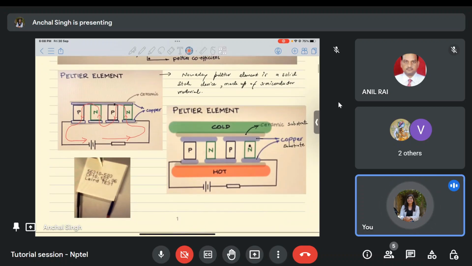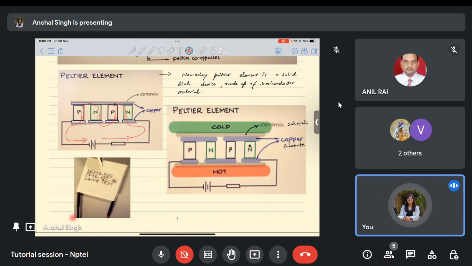If you look at the basic structure of the Peltier module, it is a series of a lot of P and N junctions, and the current flow direction is something like this. If you apply a battery like this, then current flows like this, N, P, N, P. These are connected like this here. Copper substrates are present, and then to insulate this from the external environment, ceramic or any other kind of insulators are used. Okay, so you have seen this in the lectures also.